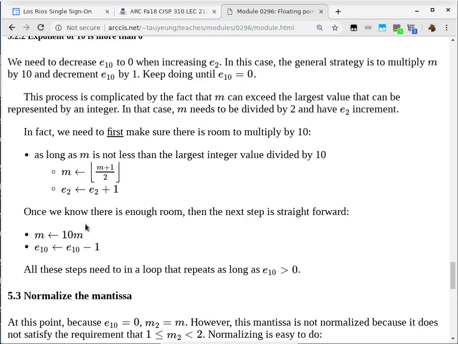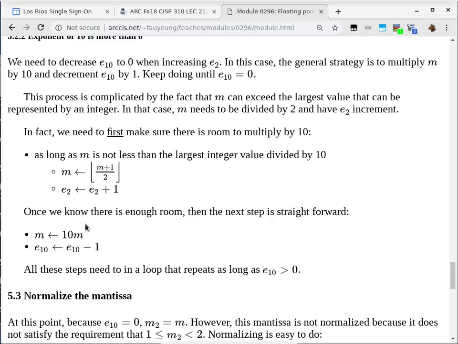What do you think? M becomes so large that it is not representable using a 64-bit number anymore. So what are you going to do? You divide M by 2, and then what do we do? If you divide the mantissa by 2, what do you have to do to compensate for that? Increase E2 by 1. Exactly. So it's kind of the opposite of what we did earlier.